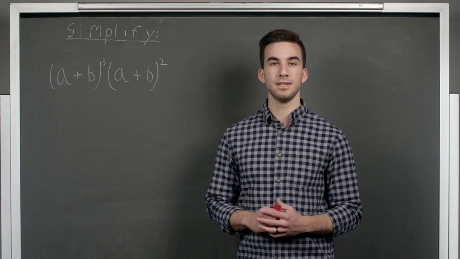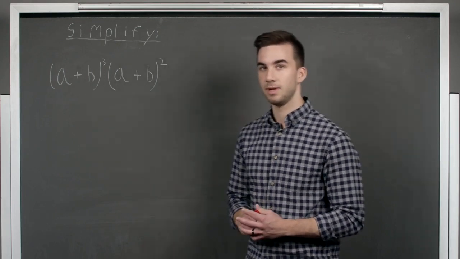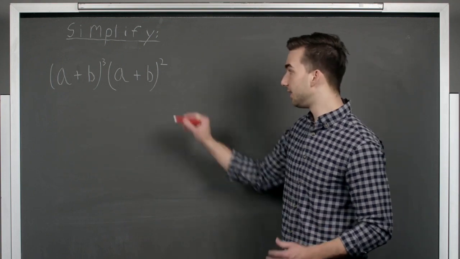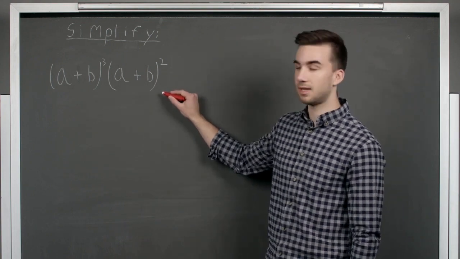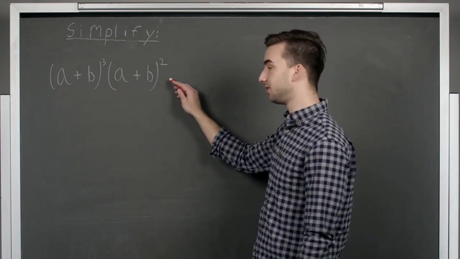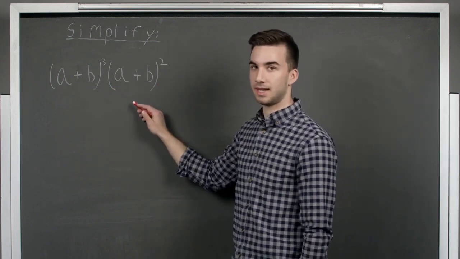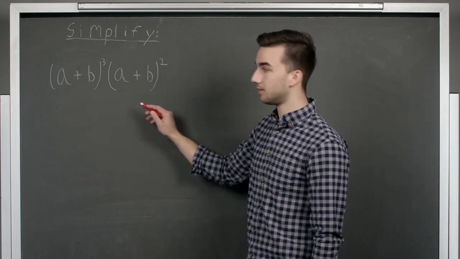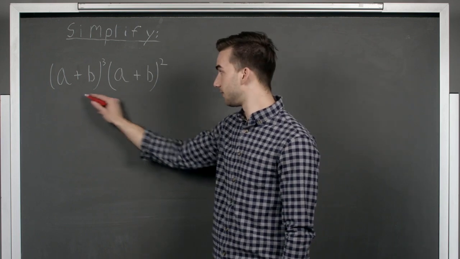By now, you might be able to see that we can treat parentheses just like we would treat variables. In this example, we can multiply (a + b)^3 times (a + b)^2, just like we would multiply x^3 times x^2. So let's bring it down.